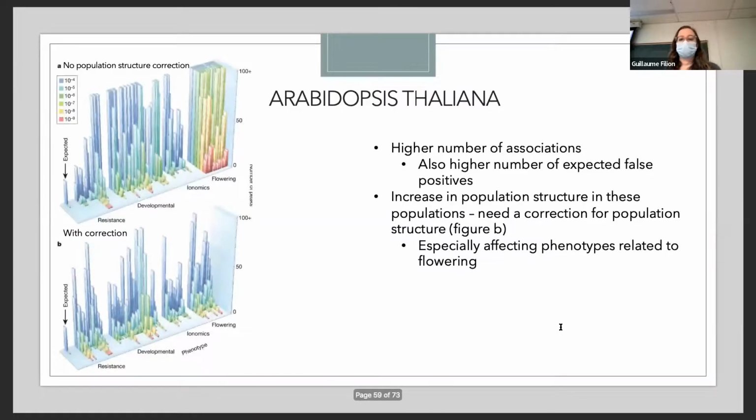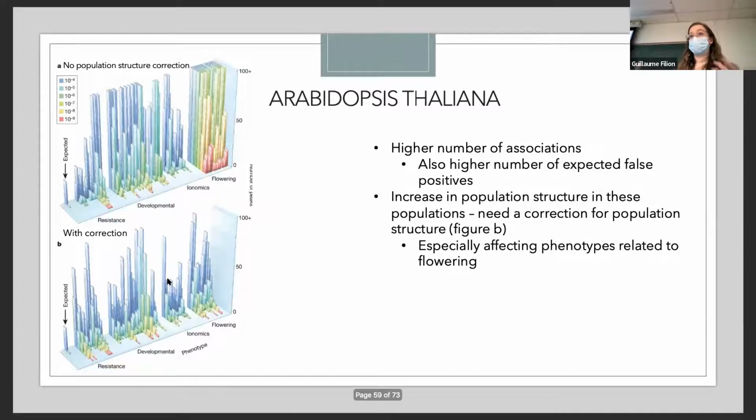And so the first thing that they saw was that there was a higher number of associations than they expected. So in this first plot up here, this is the bar that was the expected number of associations, and you can see that they are much, much higher than expected, especially in the flowering category. And what they realized is because there was a lot of population substructure. And so when they corrected for this substructure, they get this bottom one, which is a huge reduction. So it eliminated a lot of false positives, right?